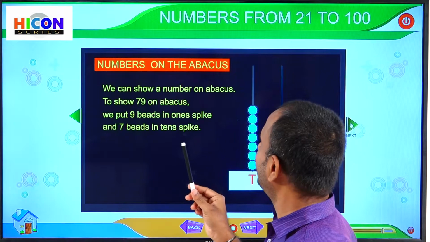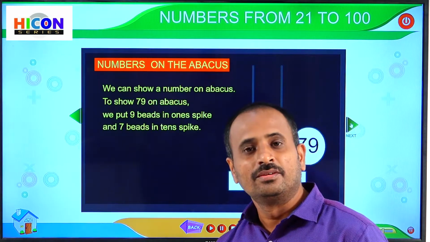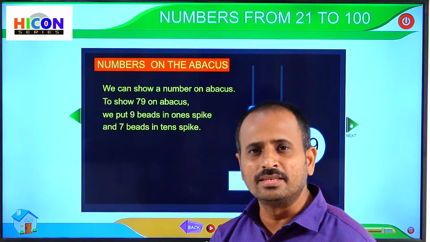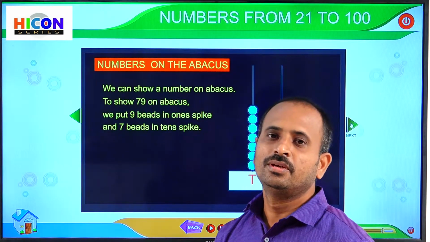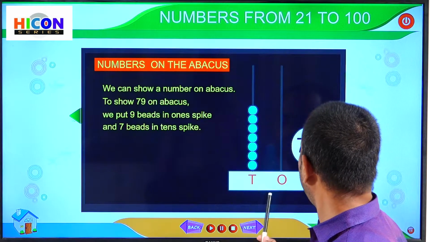So children, what is an abacus? An abacus is a device with which we can represent any number. An abacus is a machine which is used to represent numbers on it. So how will the abacus be? Children, observe the abacus.